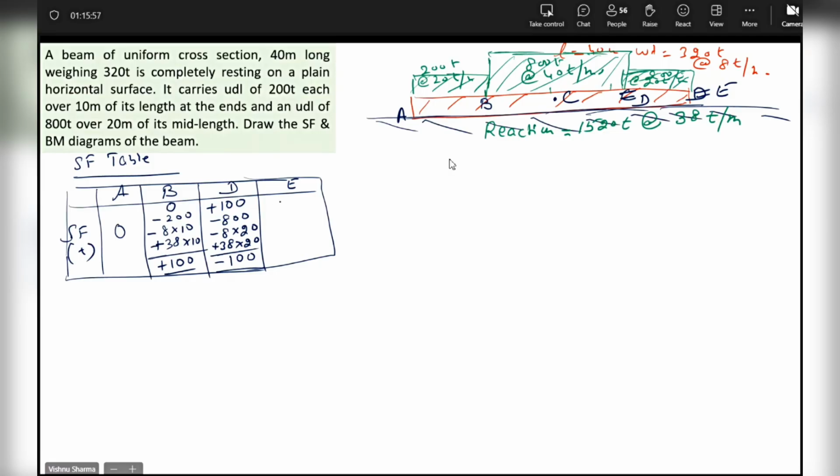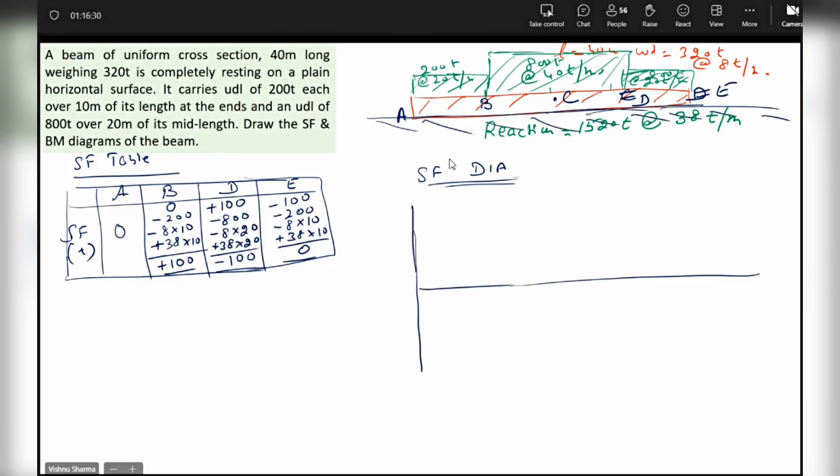Then we carry forward this minus 100. From D to E, the changes involve 200 tons of downward weight, 10 meters of beam weight, and 10 meters of reaction. And this will become 0. Now on the basis of these values, if we make the SF diagram, if I had taken C, then still I would have got the values. That's not an issue.